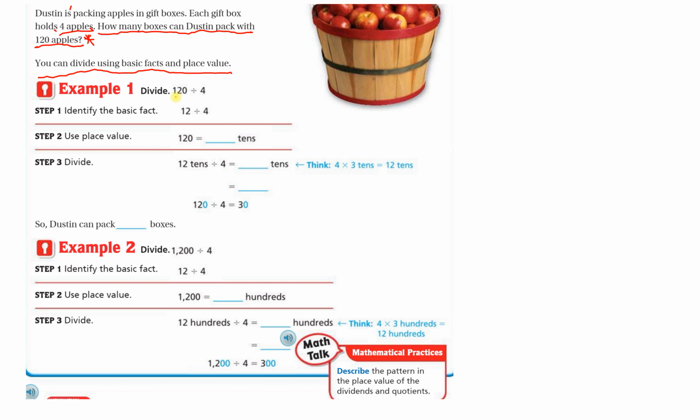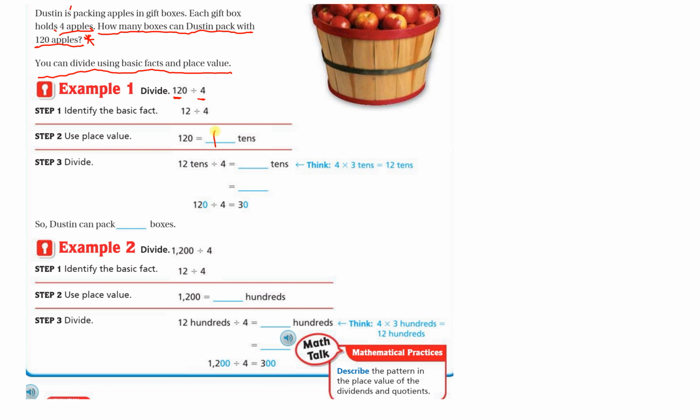So you see here we have to divide 120 by 4, but really we can see that this 12 at the front is a very compatible number with 4, because if I count by my 4s, 4, 8, 12, my multiples of 4, I land right on 12. So I could think of this as the basic math fact of 12 divided by 4, or 4 times what is 12. And then we can use place value, step 2.